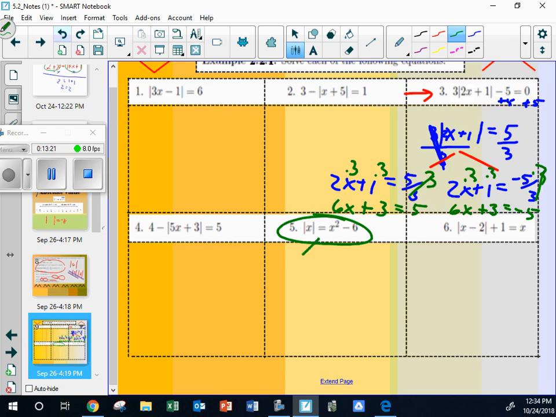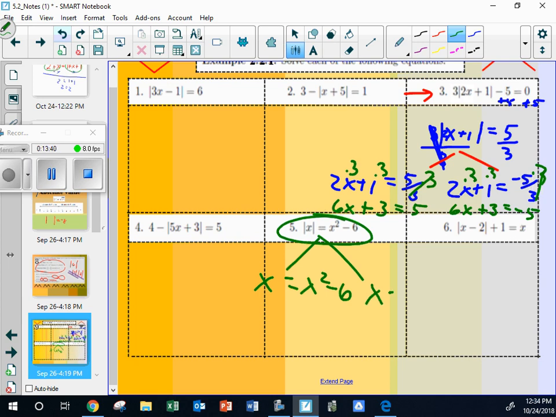Let me break it into 2 parts. And if you get the first part, the second part's easy. How do you get the first part? You just drop the absolute value. It's like it's not there. The absolute value is gone. x equals x squared minus 6. Well, how do you get the other equation then?